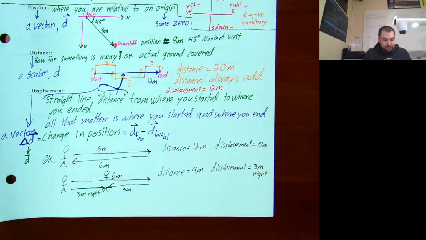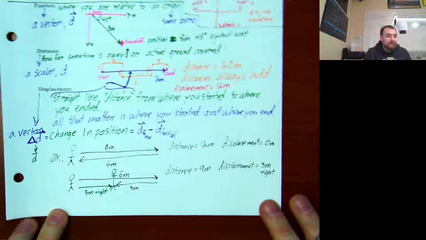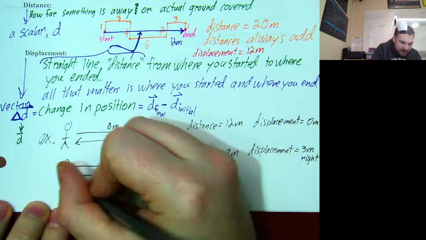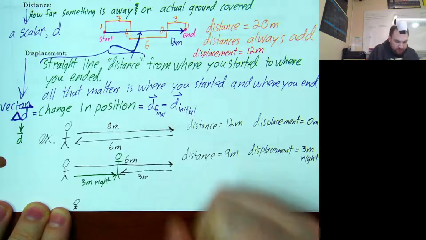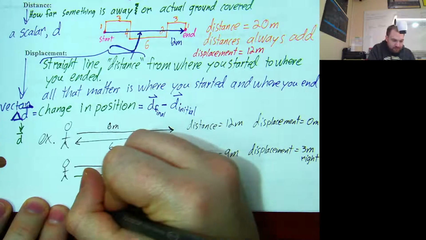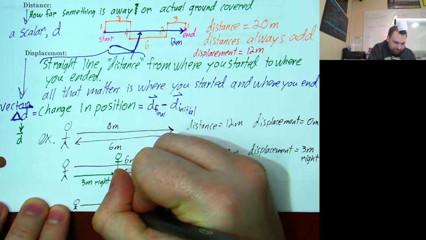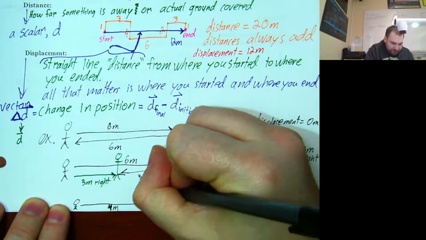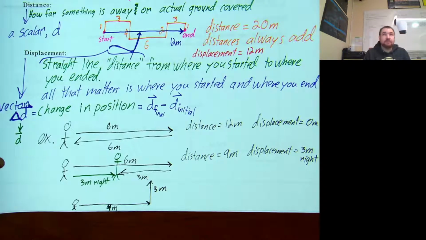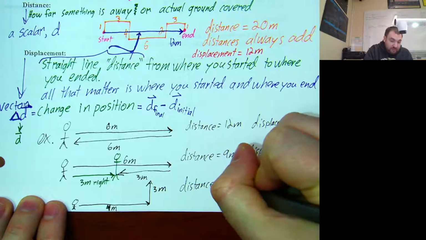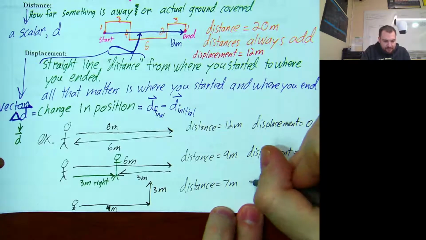Let's do one more. Mine is going to be a little bit small. I don't have a ton of space there at the bottom. We have our stick person. Our stick person goes, let's see, 4 meters this way. And then goes 3 meters this way. What's the distance? Thank you. 7 meters. What's the displacement?